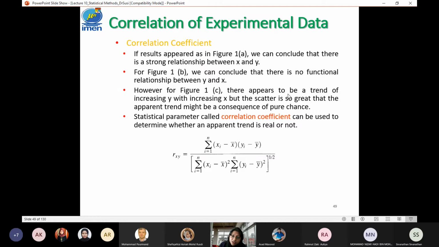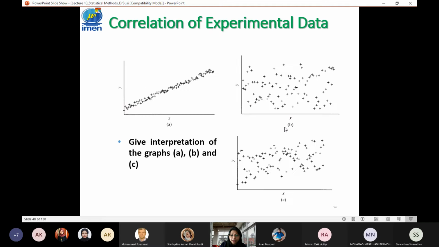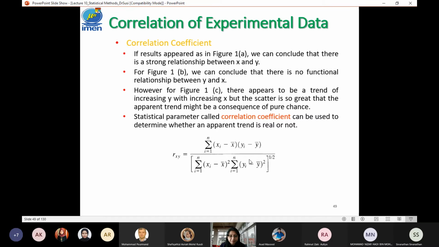However, for figure 1C, there appears to be a trend of increasing Y with increasing X, but the scatter is so great that the apparent trend might be a consequence of pure chance. A statistical parameter called the correlation coefficient can be used to determine whether an apparent trend is real or not. Is there a trend or is there not? Here X and Y are clearly linearly increasing, a very clear trend. Here, there is no trend. But here, you can see it's going upwards, but is there a trend or not? So there's something called the correlation coefficient.